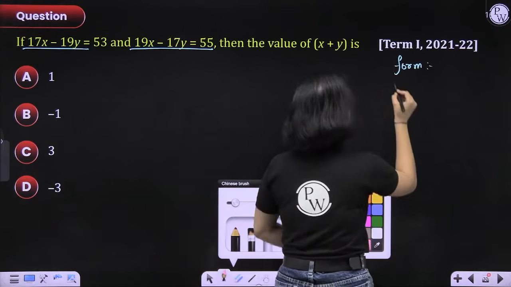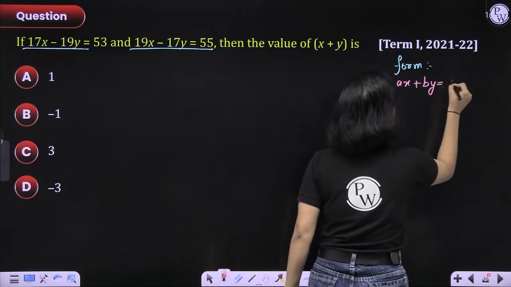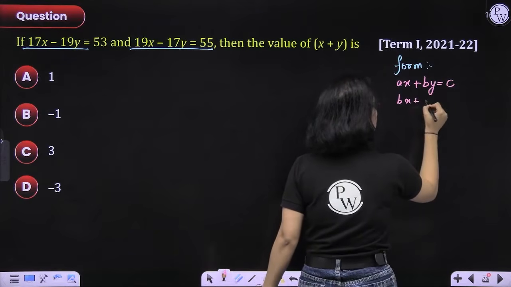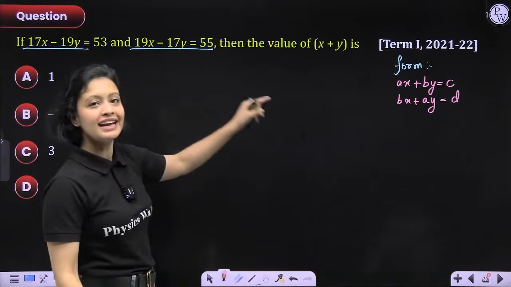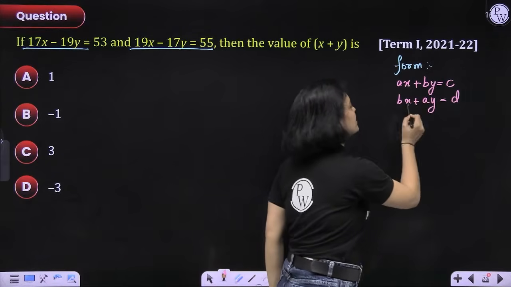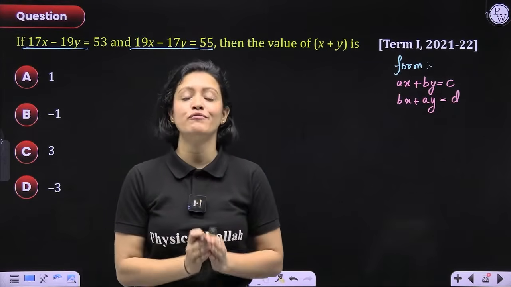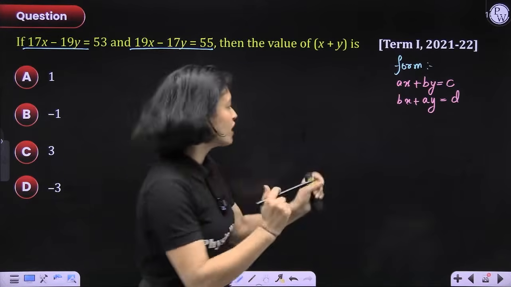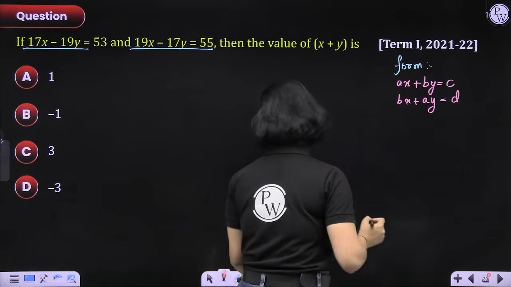ax plus by is equal to c, and another equation is of the form bx plus ay is equal to d. This is the form. Yes or no? Do you agree? See, the coefficient of x becomes the coefficient of y here, and the coefficient of y becomes the coefficient of x here, right? Now, how do you solve these types of problems really fast? There's an easy way. What's the easy way, everyone? So the easy way of solving these types of problems is this.